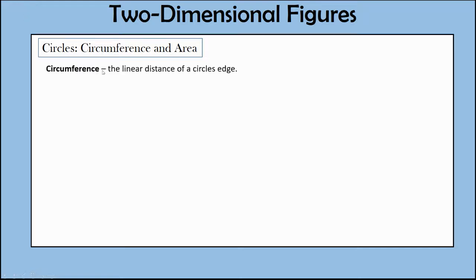The circumference of a circle is going to be the linear distance of the circle's edges. In other words, it's the distance around the circle. So if you were to stand on the circle and walk around the circle and get back to where you started, that would be the circumference. It's the same idea as the perimeter of a polygon, but with the circle, it's called circumference.